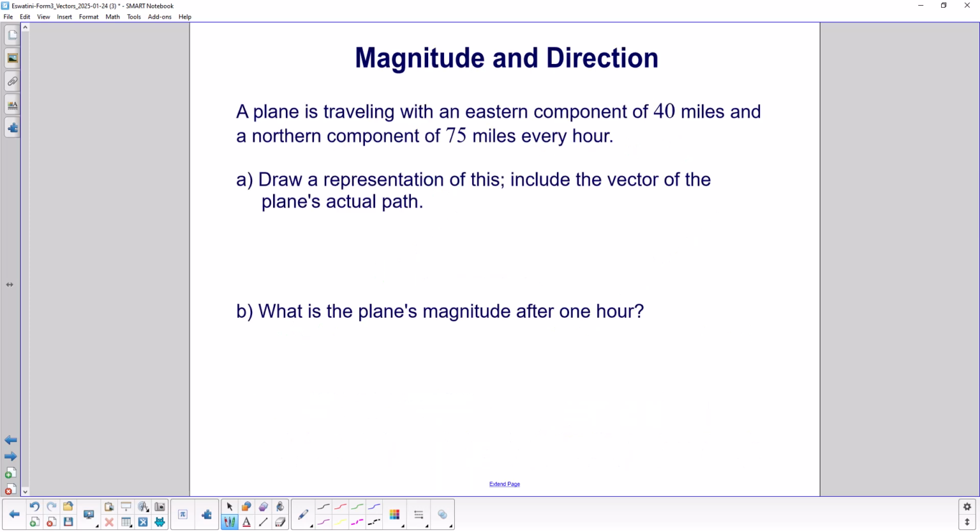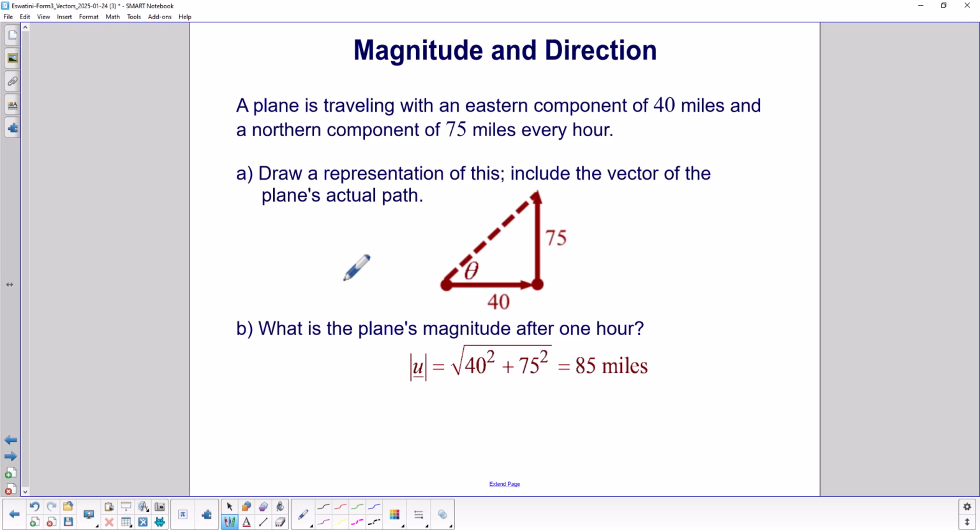A plane is traveling with an eastern component of 40 miles and a northern component of 75 miles every hour. A, draw a representation of this. Include the vector of the plane's actual path. And B, what is the plane's magnitude after 1 hour?